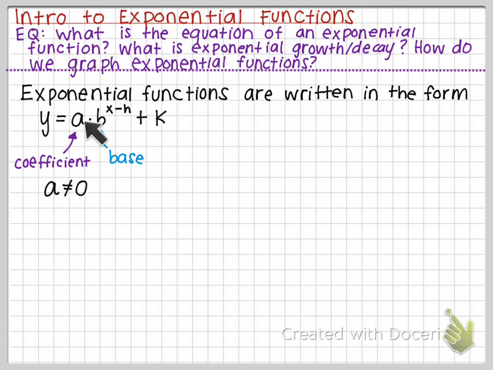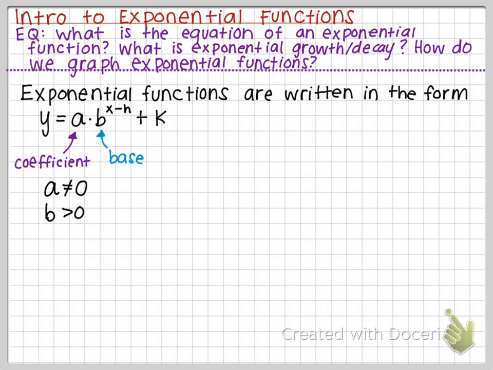We have a couple rules here. A cannot equal 0. Why? Because if you have 0 times anything, it equals 0. That means this whole thing would equal 0, and we wouldn't have an exponential function anymore because this x in the exponent would just cancel out if a was 0.